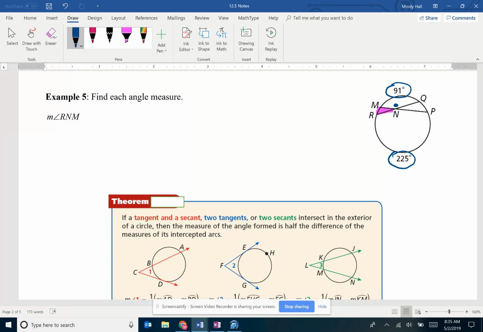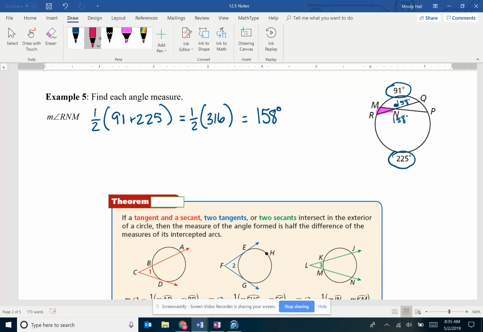So we can find the measure of MNQ, where the blue dot is, and then we can just subtract from 180. So to do that, we would have 1/2 times 91 plus 225, which should give you 1/2 of 316, which is 158 degrees. So then, because I know it's supplementary, I'm going to have 180 minus 158, which gives me 22 degrees.